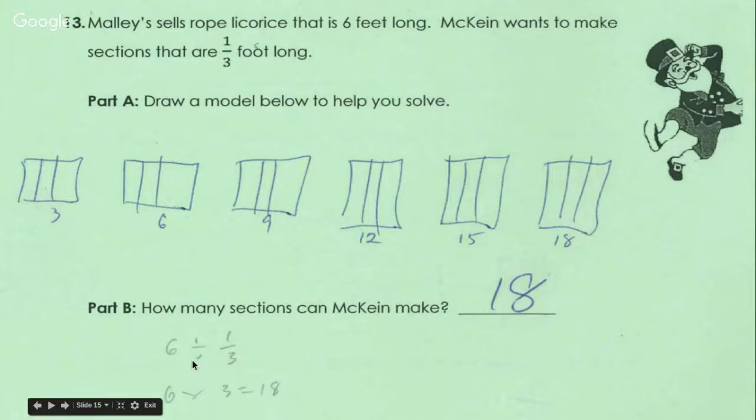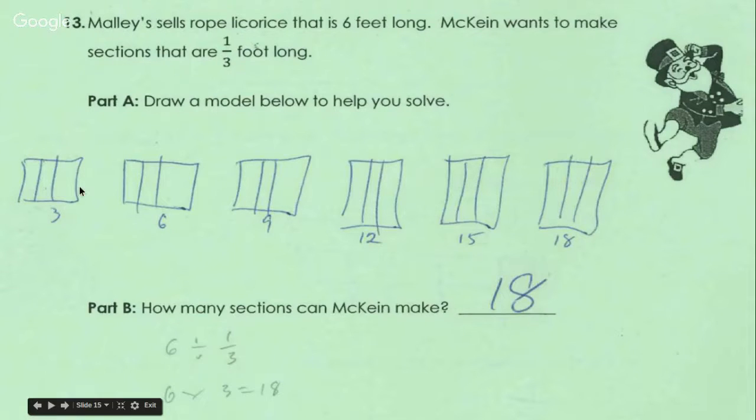So 6 divided by 1/3, we could use our shortcut method where we multiply our whole number times our denominator to get 18. Because remember, when we're dividing a whole number by a fraction, the question we're asking is, how many pieces? We know how big each piece is going to be. Each piece is going to be 1/3 of a foot. What we want to know is, how many pieces are there going to be? So in this situation, 6 times 3 is 18.